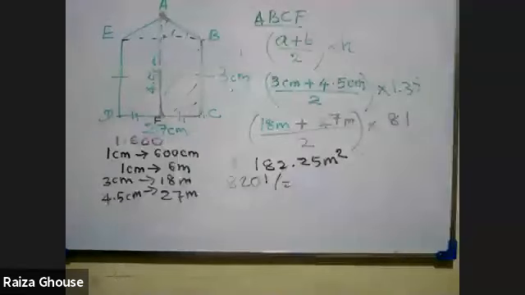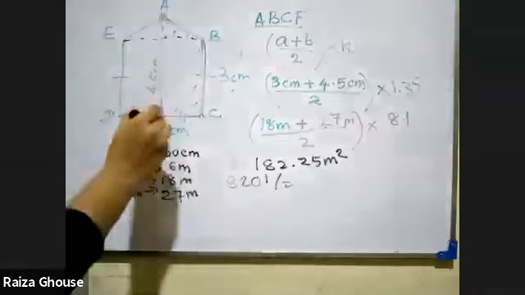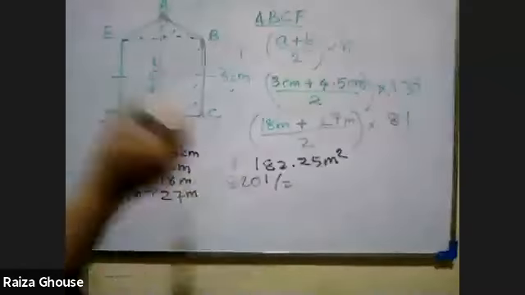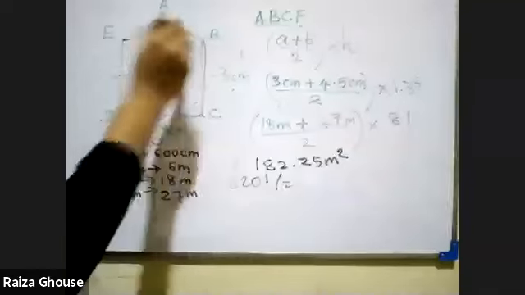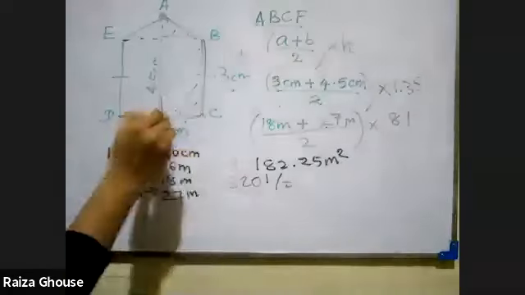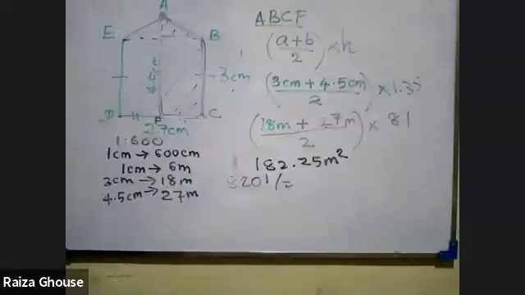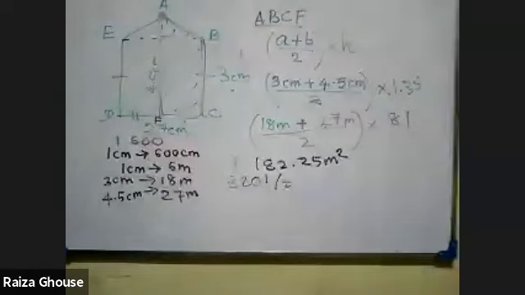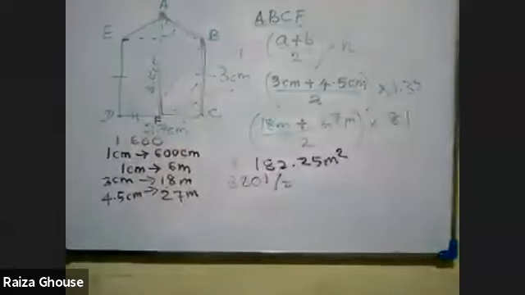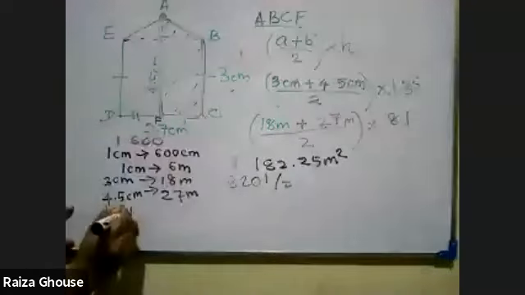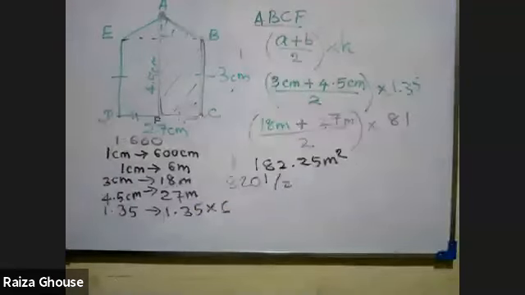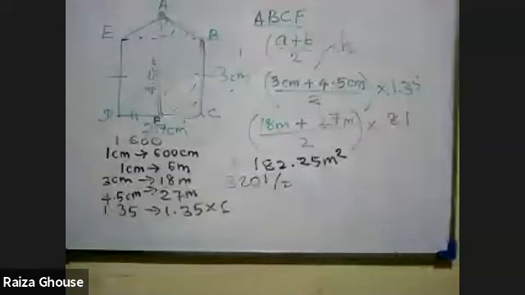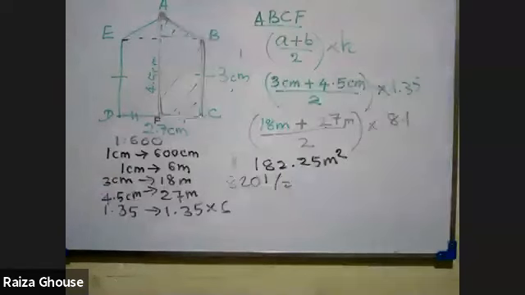Now, this length and this length you add, divide it by 2, and then multiply by the height. Height means this value, FC. So FC is half of 2.7. Half of 2.7 is 1.35. To make 1.35 into meters, you have to multiply it by 6. So you multiply 1.35 by 6, you will get 81. I mean, sorry, 8.1.